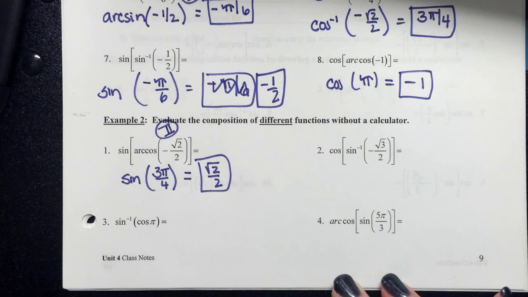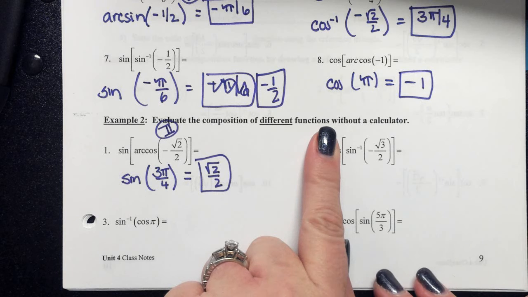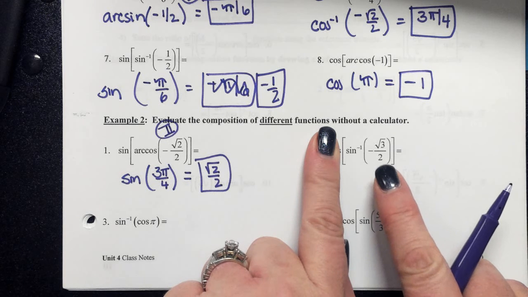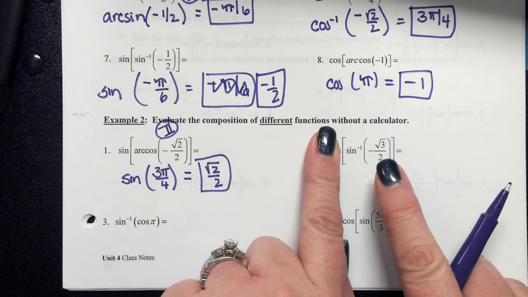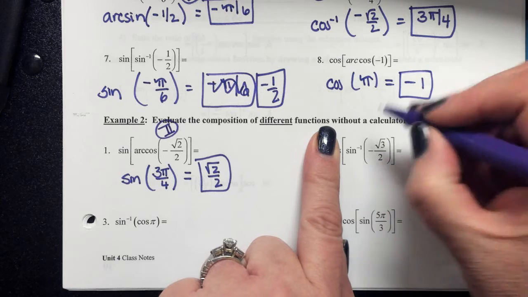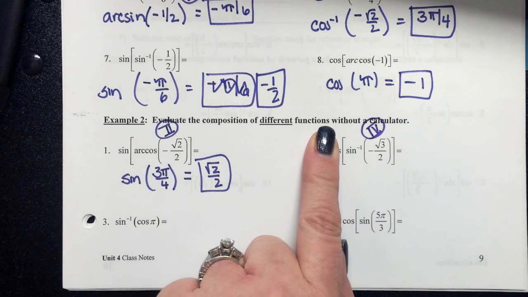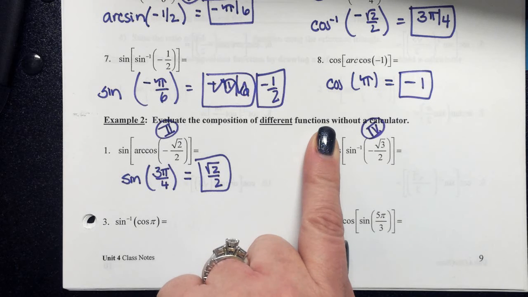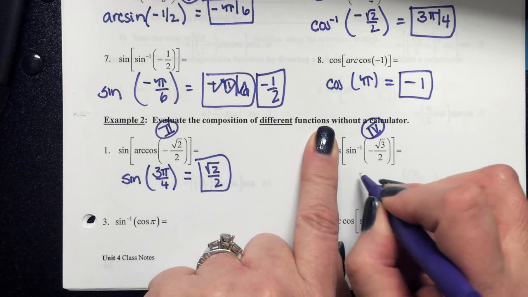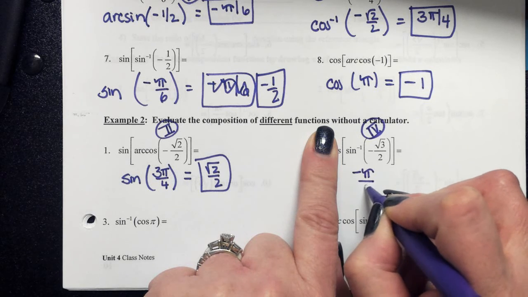So now let's take a look at number 2. Again, cover up what's on the outside and look on the inside. Inverse sine. Where are you allowed to be for inverse sine? Quadrants 1 and 4. So because it's negative, I'm down here in quadrant 4. So what's the angle down there in quadrant 4 that has a sine value of negative square root 3 over 2? Negative pi over 3.